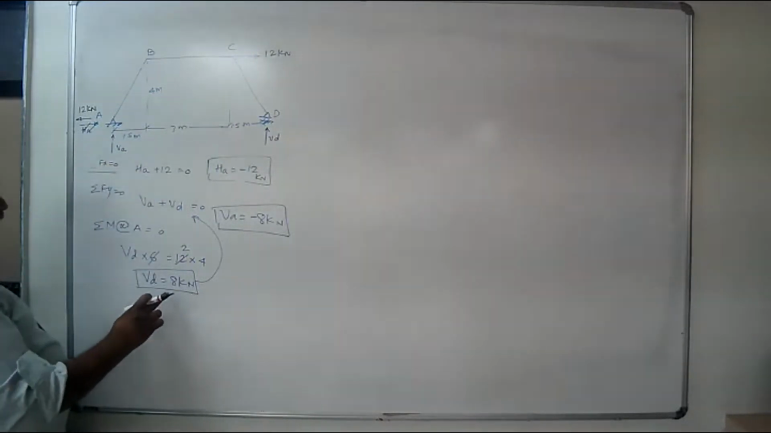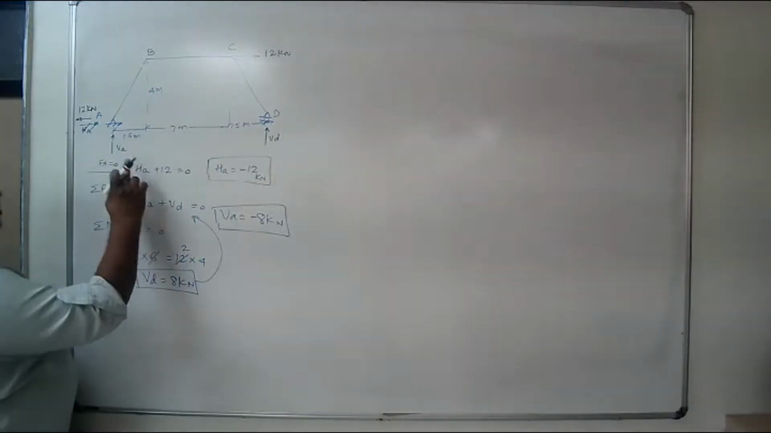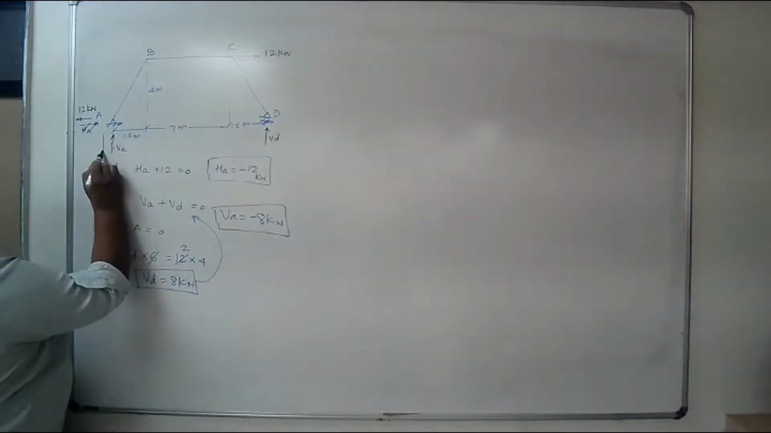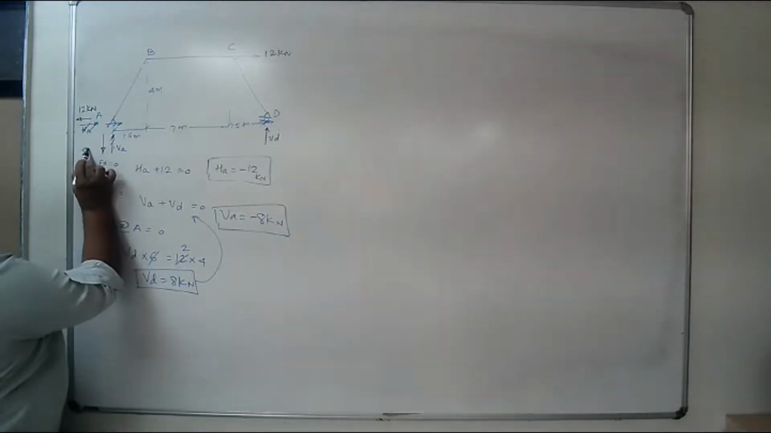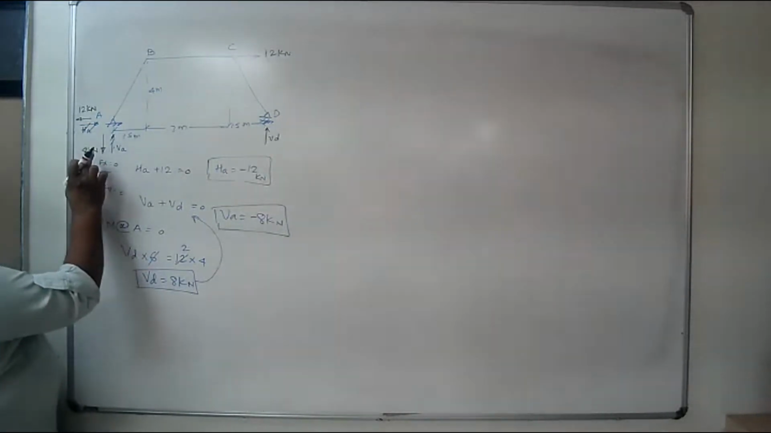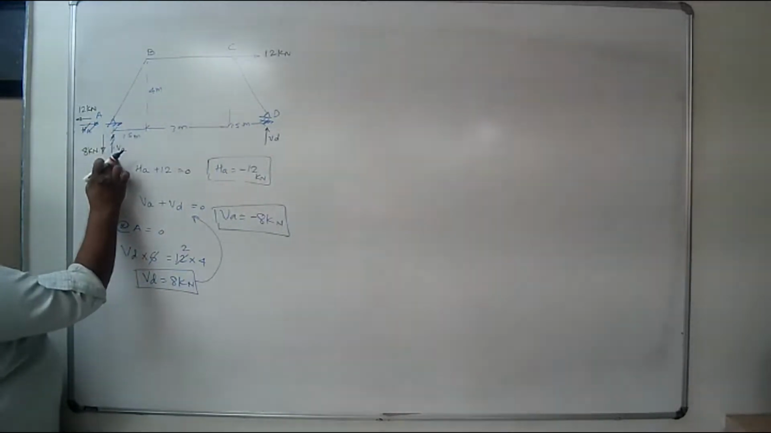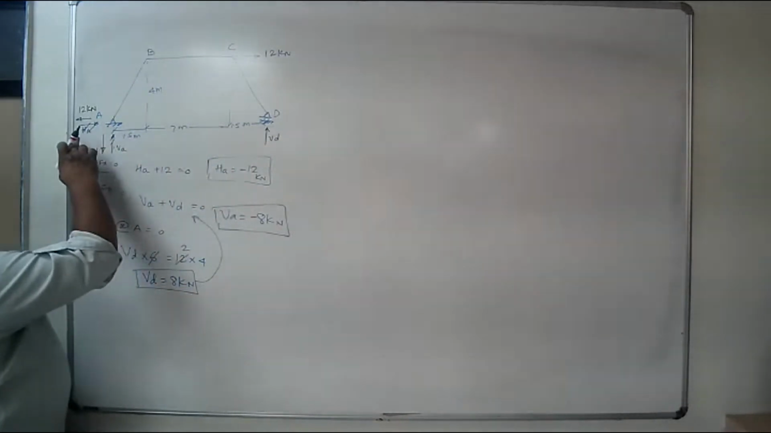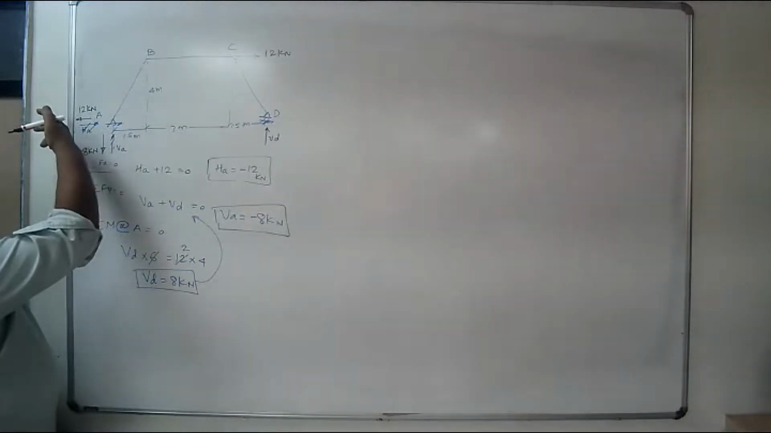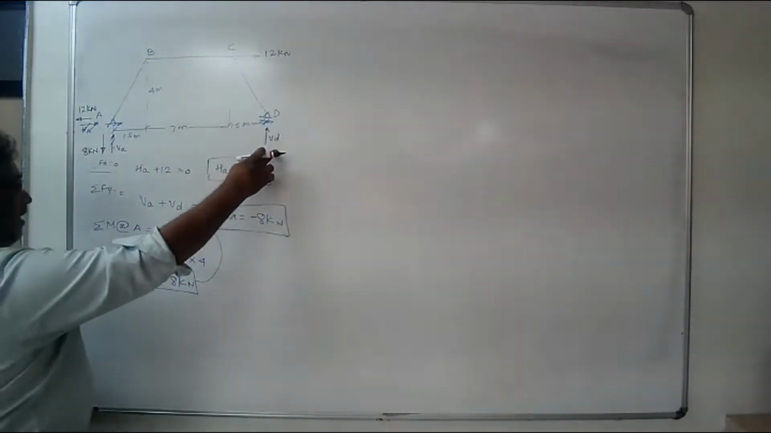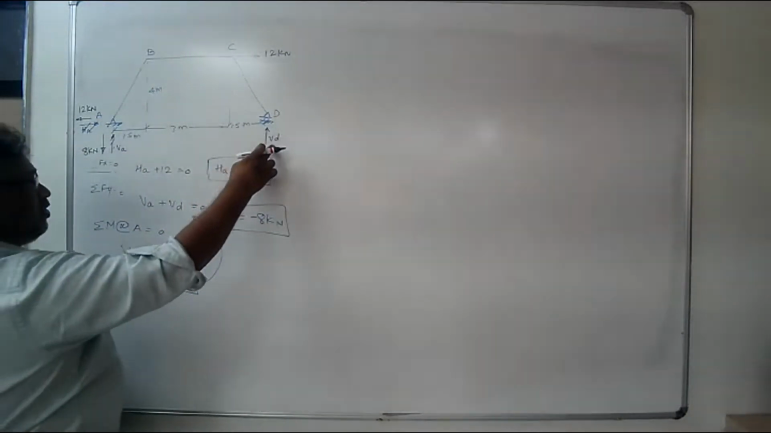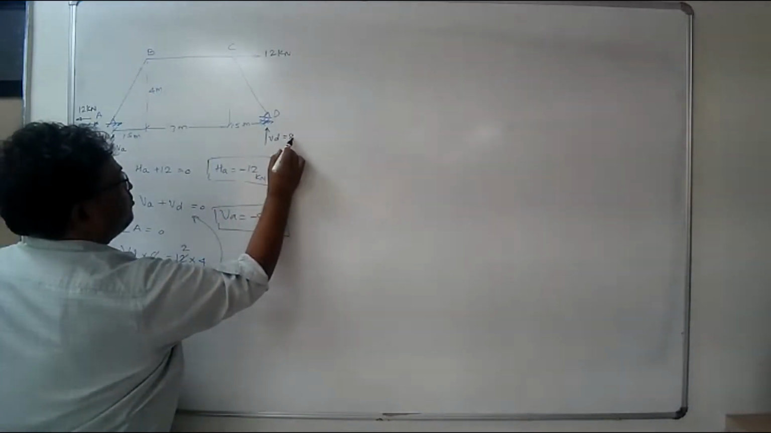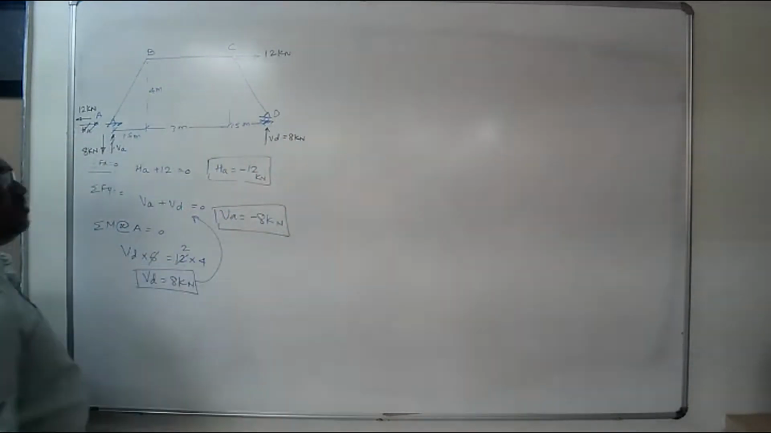VA, it was assumed as acting up. I have got minus 8. It means that it is not acting up, but this is acting down, and it is of 8 kilonewton magnitude. So I need not write minus here because I have changed the direction. HA I had assumed right, but I have got minus value. It means that it is not acting right, but that has to act left. VD, I have got positive value. It was assumed up, and I have got positive value. It means that this assumed direction is right. So this is 8 kilonewton.